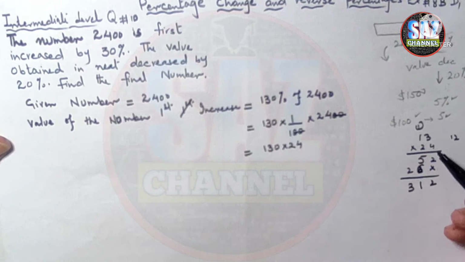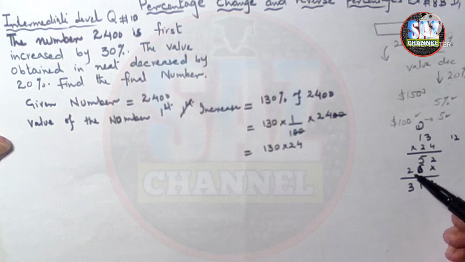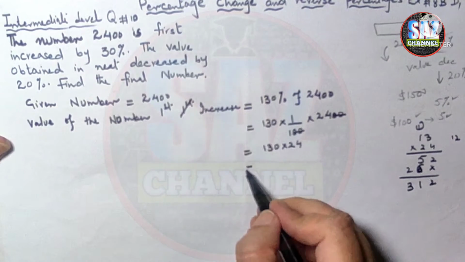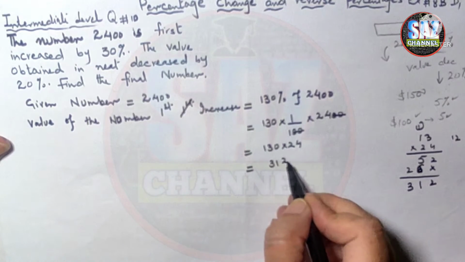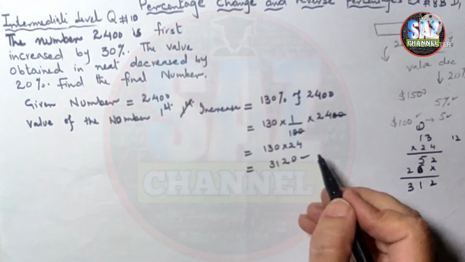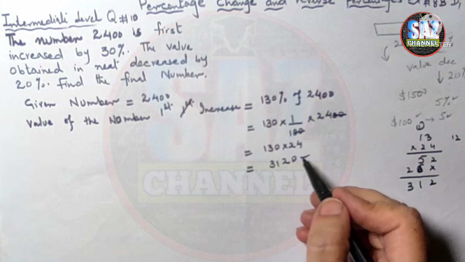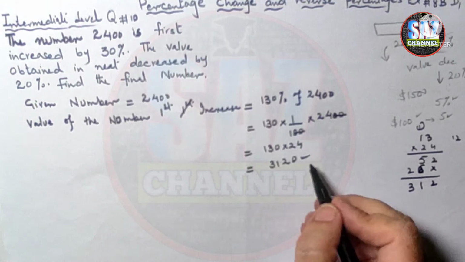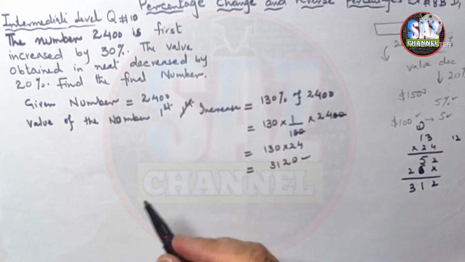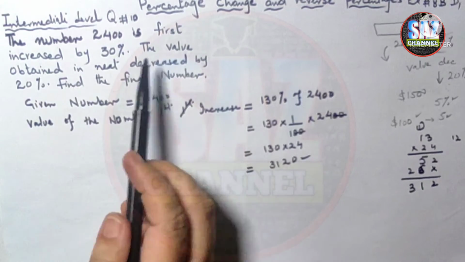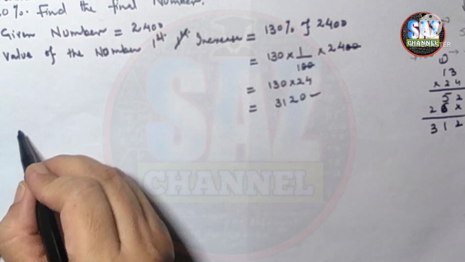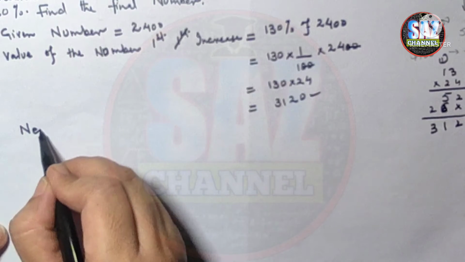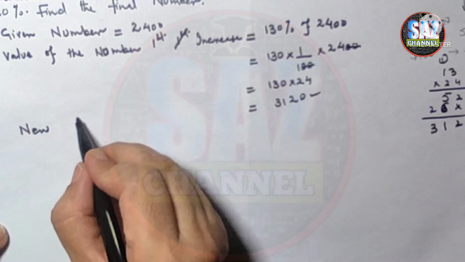Let me confirm the calculation. 13 4s are 52 and 13 2s are 26, 6 and 5 is 11. Okay, and this 0 we did not include in the beginning, so 3120. 3120 is the value after the increase of 30%, and now the value obtained is next decreased by 20%. Now the new or final number.